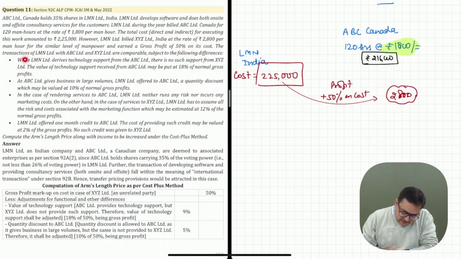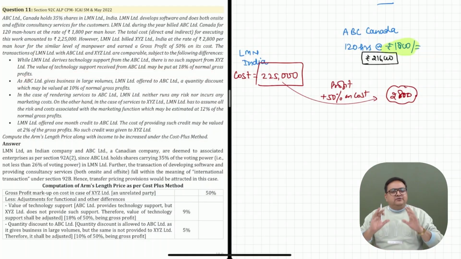Okay. The transactions of Element Limited with ABC Limited and XYZ are comparable, subject to the following differences. Okay, so there are some differences also. While Element Limited derives technology support from ABC Limited, there is no such support from XYZ Limited. The value of technology support received from ABC Limited may be put at 18% of the normal profit.